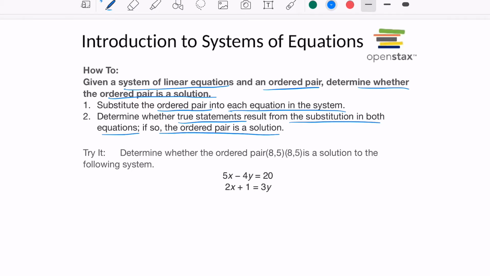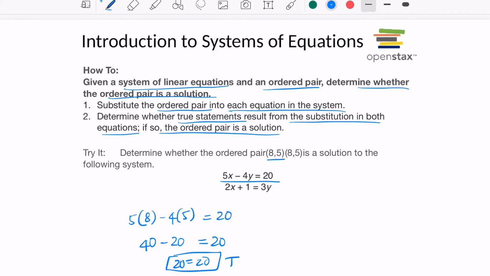For example, here they're asking us if (8, 5) is a solution for this. First, we substitute 8 and 5 into the first equation. So 5 times 8 minus 4 times 5 equals 20. 5 times 8 is 40, minus 20 equals 20. So 20 equals 20. So this is a true equation, and we can say that this particular solution works for the first equation.